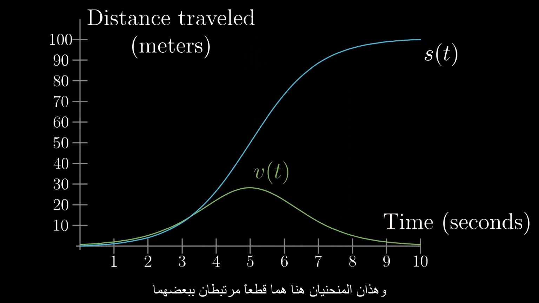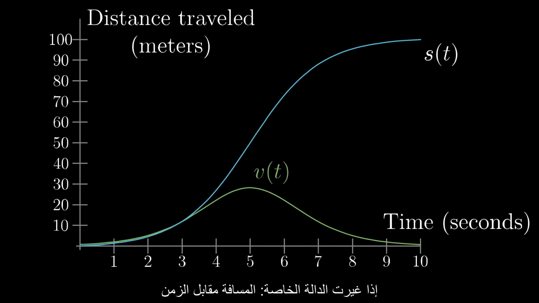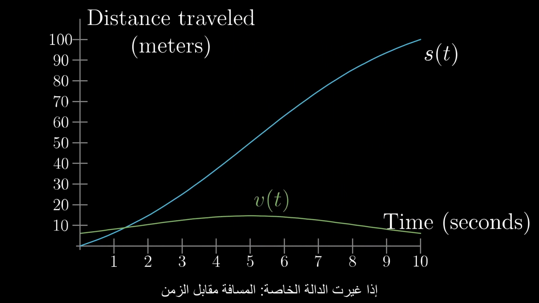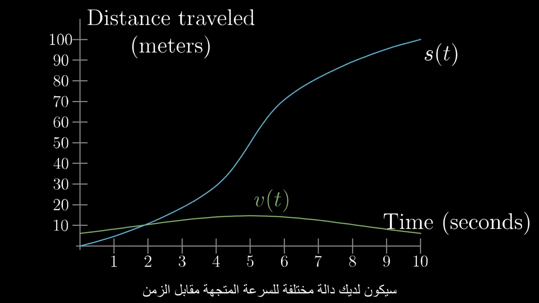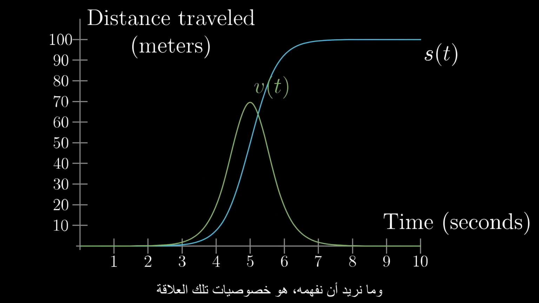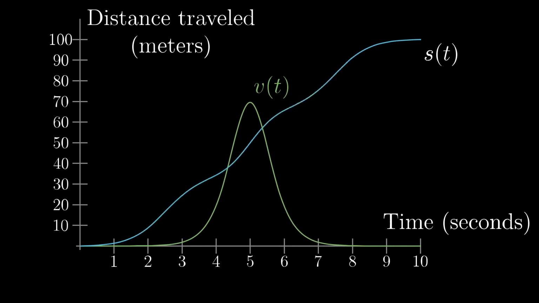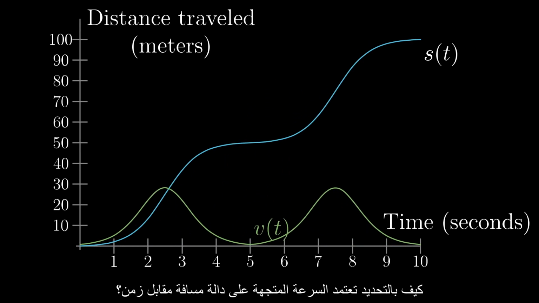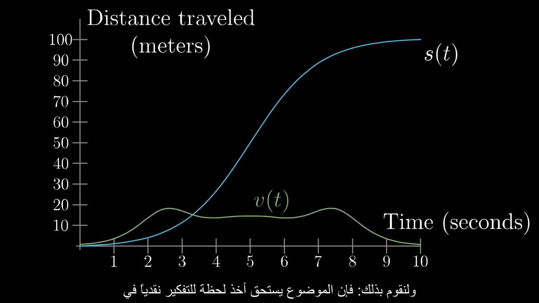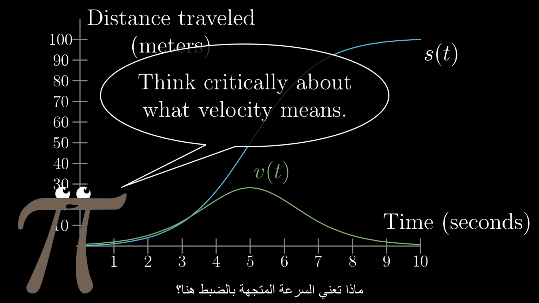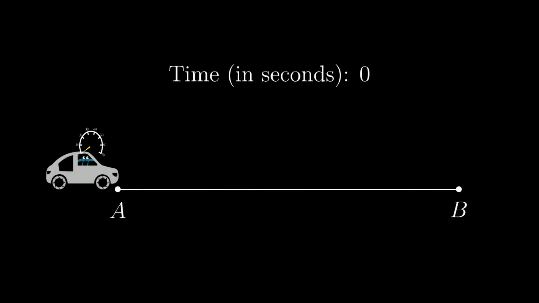And these two curves here are definitely related to each other, right? If you change the specific distance versus time function, you're going to have some different velocity versus time function. And what we want to understand is the specifics of that relationship. Exactly how does velocity depend on a distance versus time function? And to do that, it's worth taking a moment to think critically about what exactly velocity means here.